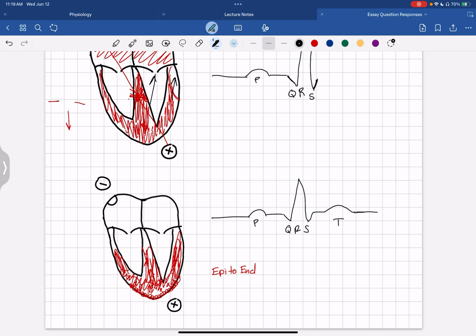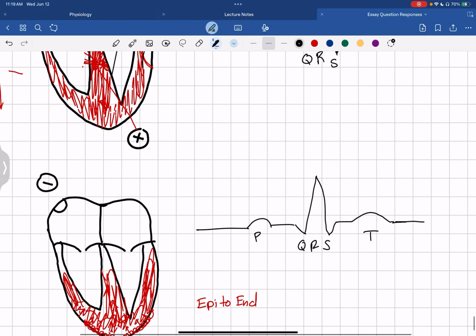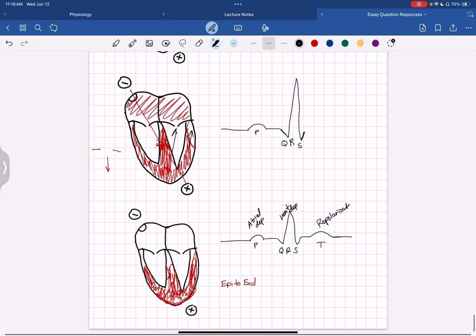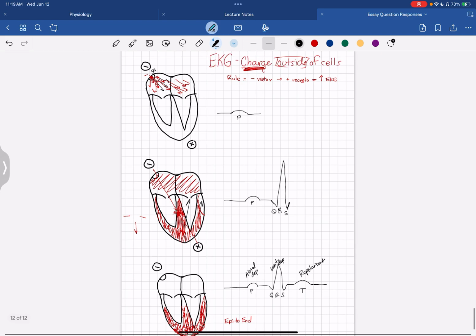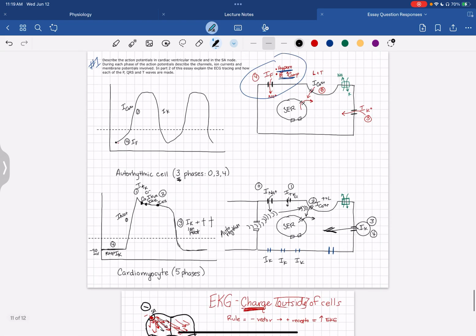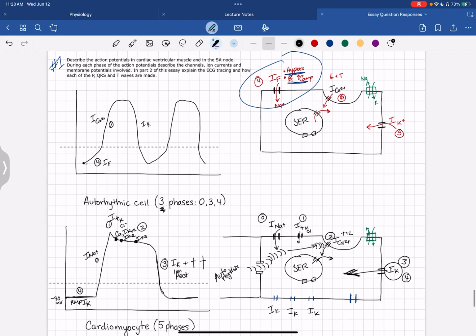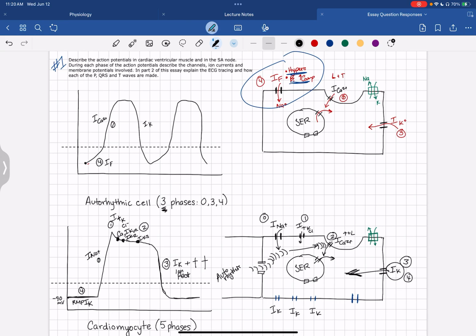And so that is how we get our atrial depolarization, our ventricle depolarization, and our repolarization. This whole section is what we call the EKG. That is what happens in the heart as we do an EKG, and this is what happens in the heart as we are working with autorhythmic cells and cardiomyocytes and action potentials. Thanks.